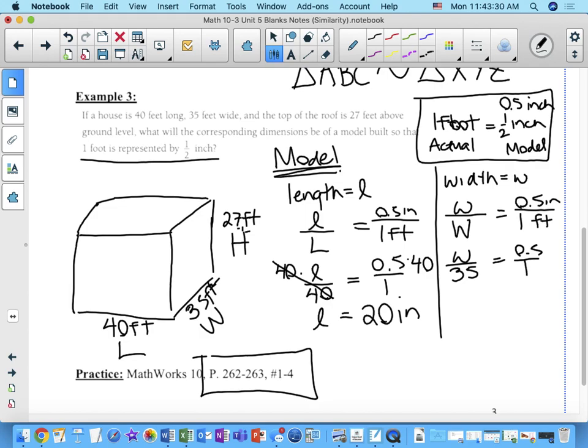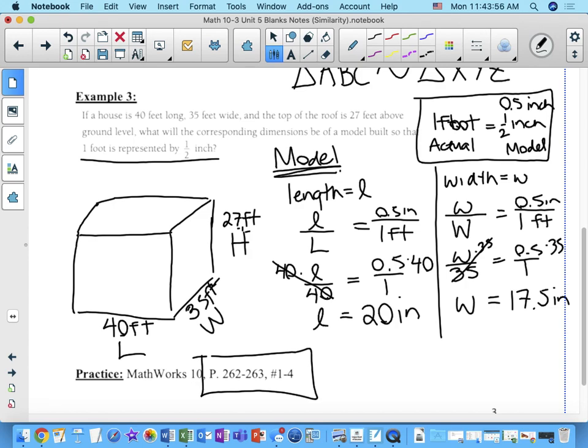And then again, just like we did here, we had to multiply by 40. Here, because the denominator is 35, we have to multiply both sides by 35. And then these cancel. And then W is going to equal 0.5 times 35 divided by 1. And that works out to be 17.5 inches.